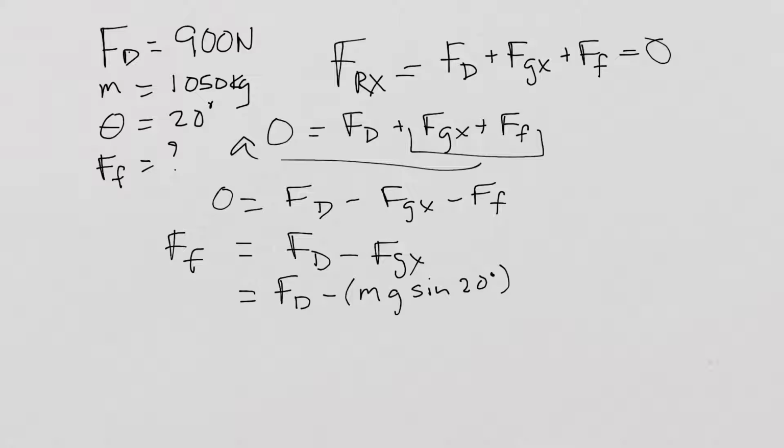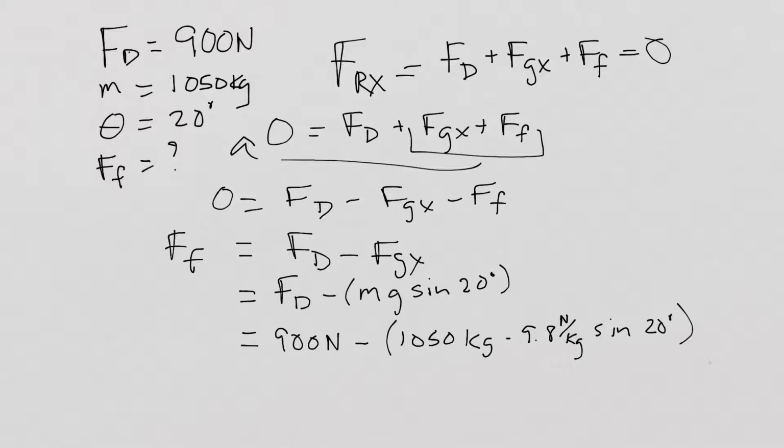That's exactly right. So if I want to input some numbers now, I've got 900 newtons minus the mass of the object, which is going to be kilograms times 9.8 newtons per kilogram times the sine of 20 degrees. So have somebody work that out.